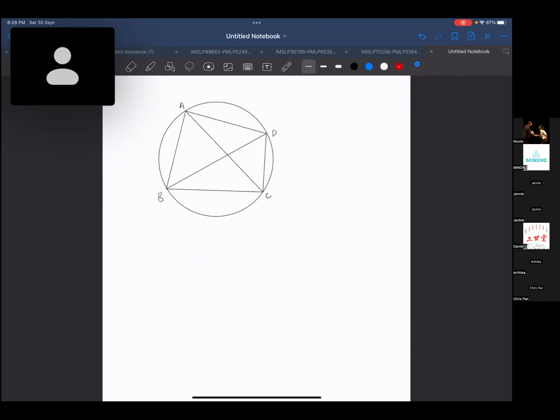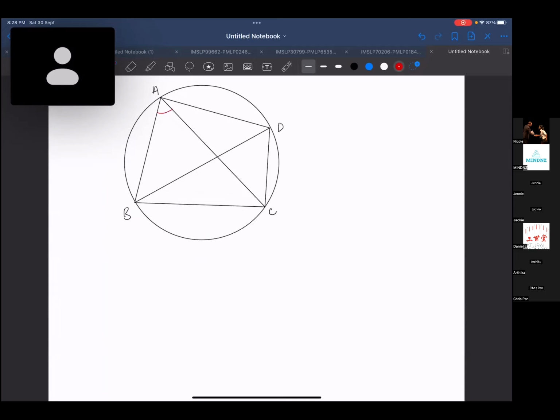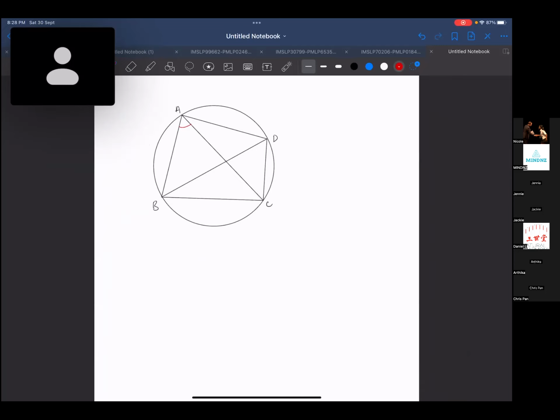Okay, let's just do a quick exercise. Can anyone tell me which angle BAC is equal to? So remember, angles that subtend the same arc are equal. Here, angle BAC is subtending the arc BC. Can anyone tell me which other angle also subtends this arc?